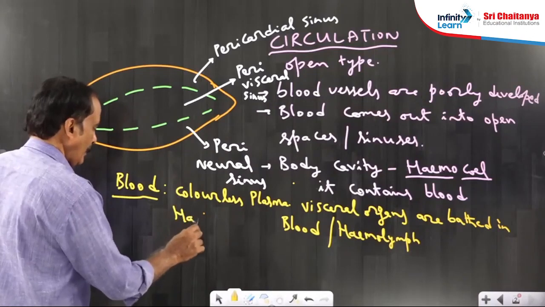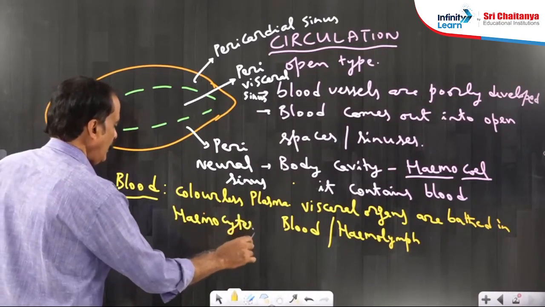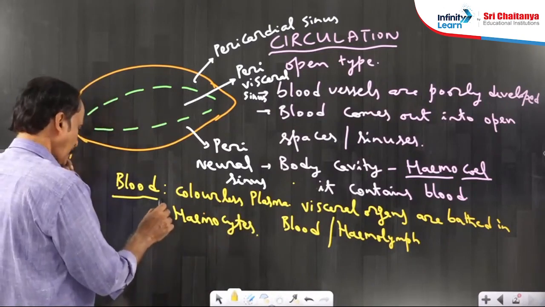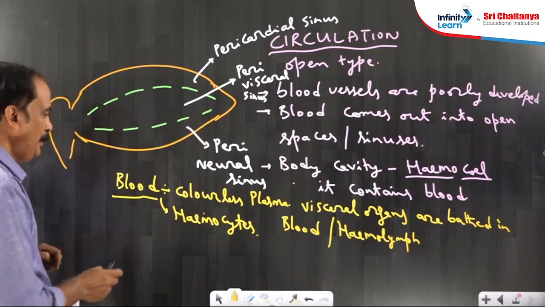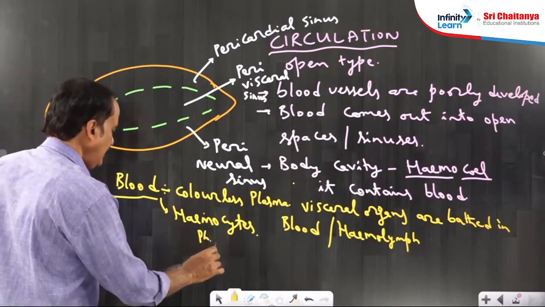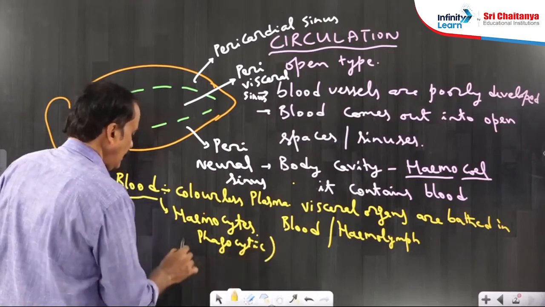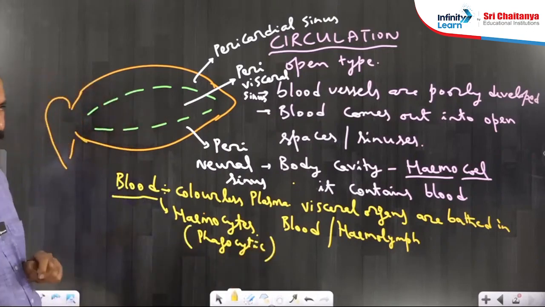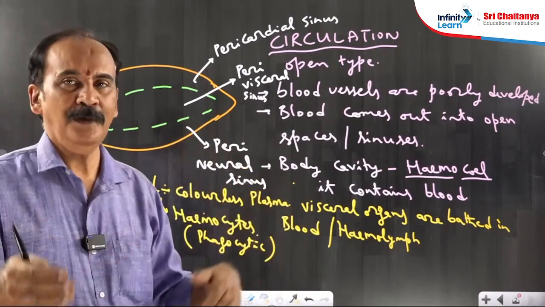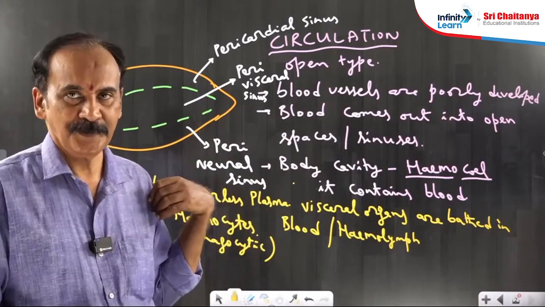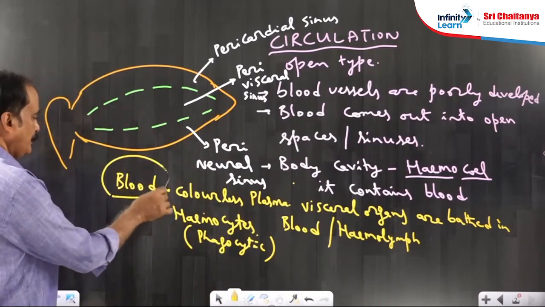So, colorless plasma has some cells present in it which are called the hemocytes. These hemocytes will be acting as phagocytic structures. They act like our WBC, where they will be able to eat away the foreign structures and protect the animal from harmful pathogens. Okay? And blood won't contain any pigment.